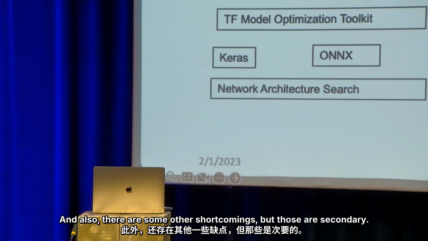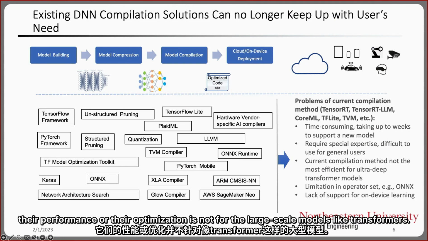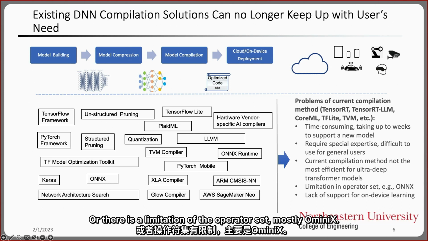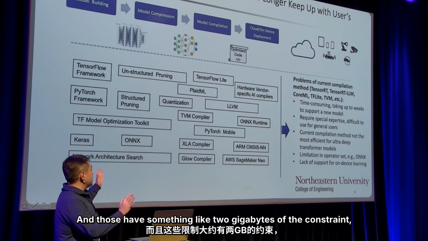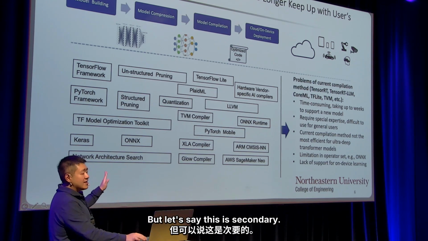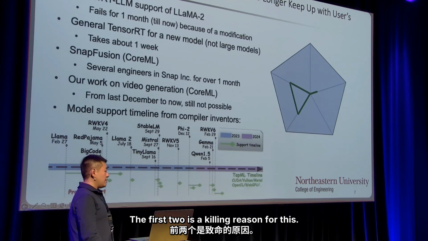There are also some other shortcomings, but those are secondary. For example, their optimization is not designed for large-scale models like transformers, or there is a limitation of the operator set, mostly in ONNX, with something like a 2 gigabyte constraint. But let's say this is secondary. The first two are the killing reasons.